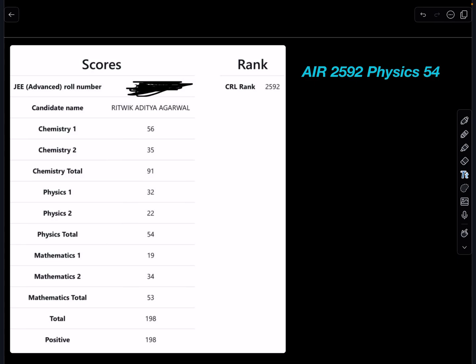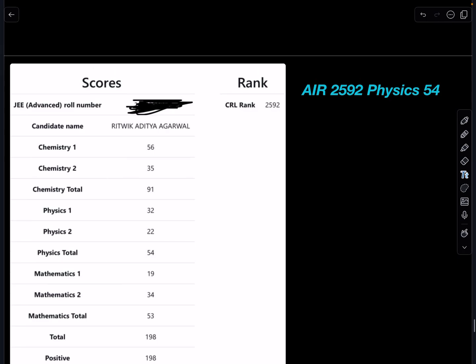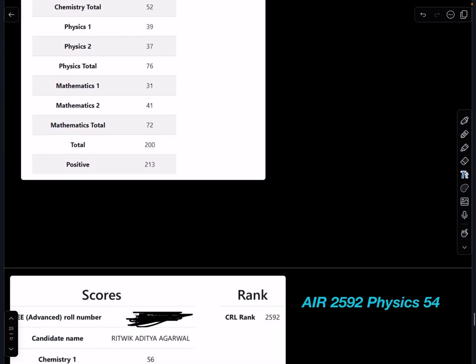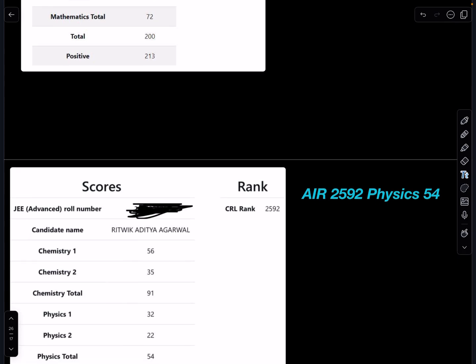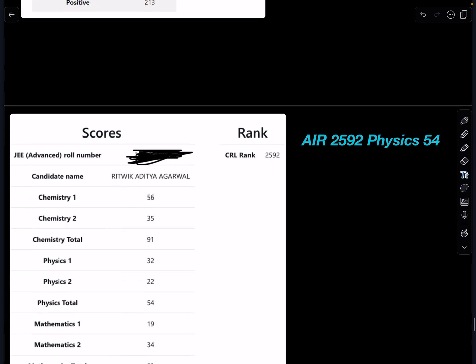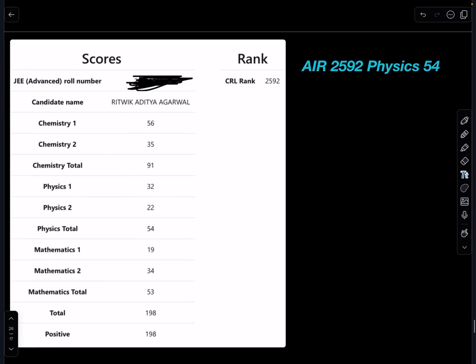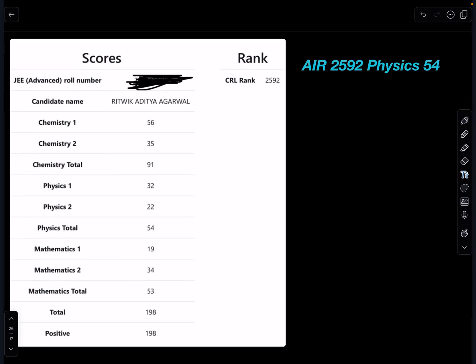2592 and physics score is 54, total score is 98. Just see, in 2 marks how much rank shift there is between these two, almost 2400 and this is almost 2600. So 200 ranks in two marks, roughly. So it's very different. By the way, if you see for Ritvik, 100% accuracy, whatever question he has solved is correct.